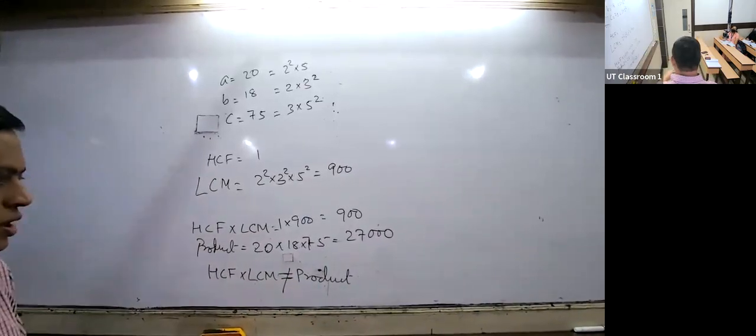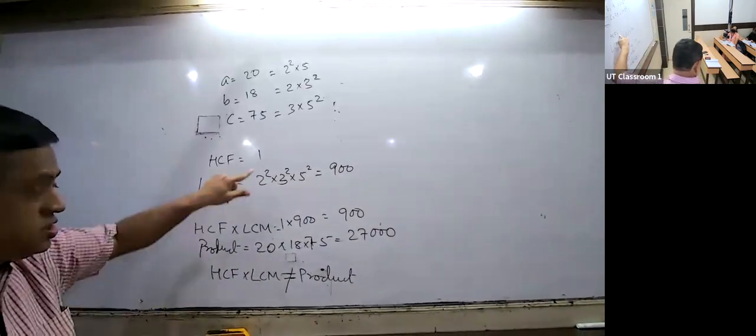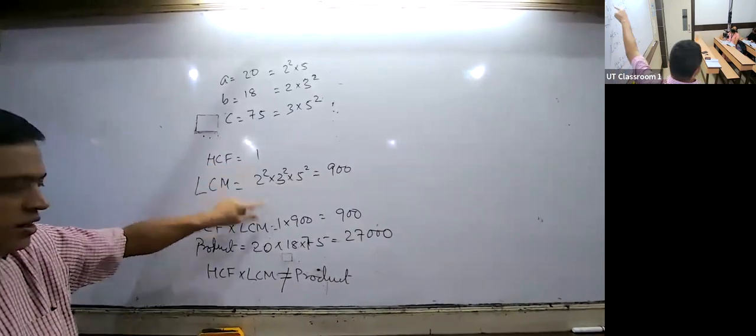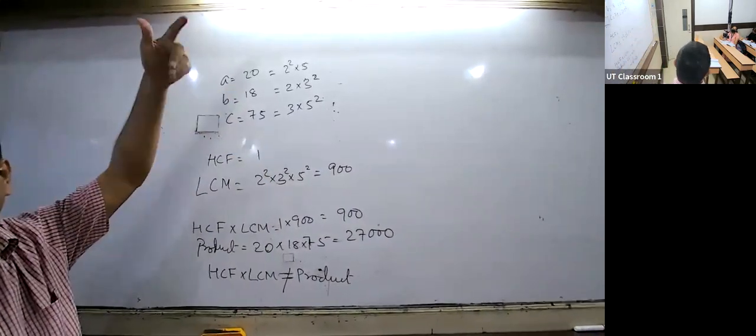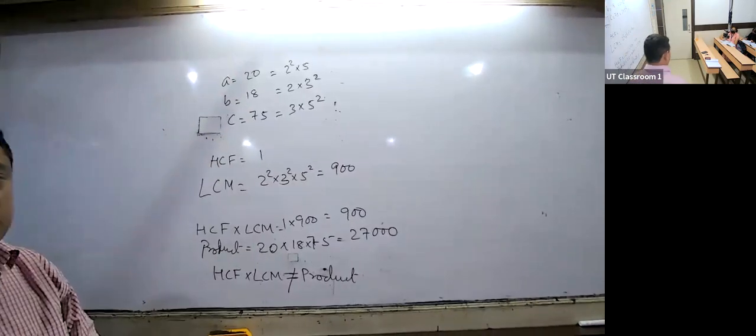Okay. Now look here. Here also HCF was 1. But they are not equal. If it was the previous one, it was equal because both were prime numbers. Okay. Understood, all of you?